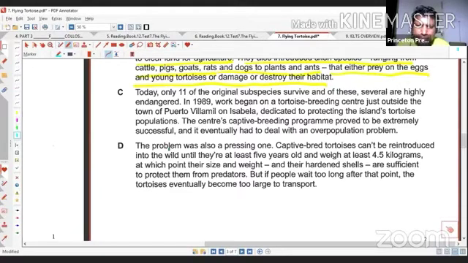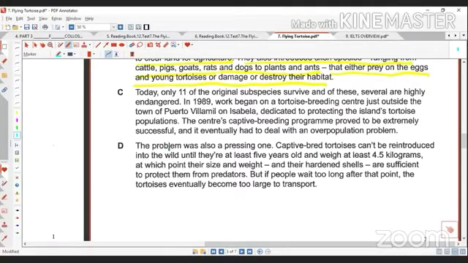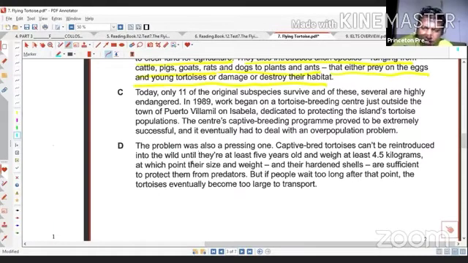The center's captive breeding program proved to be extremely successful, and it eventually had to deal with an overpopulation problem. What are they talking about? They started a what? Breeding is a part of conservation, and it was successful. So what could be the heading?